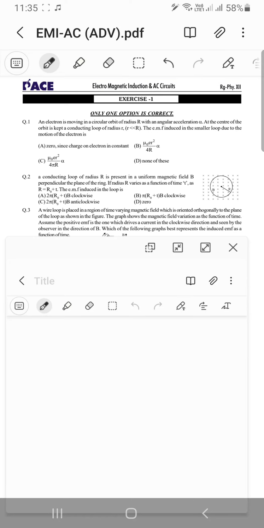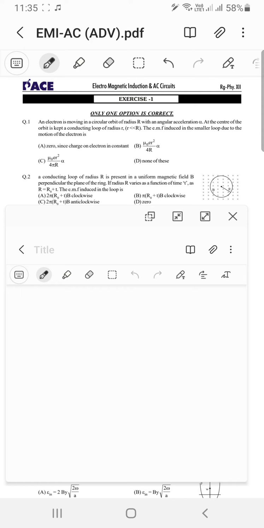An electron is moving in a circular orbit of radius r with an angular acceleration alpha. At the center of the orbit is kept a conducting loop of radius r. The EMF induced in the smaller loop due to the motion of the electron. Okay, fine. This is complicated.